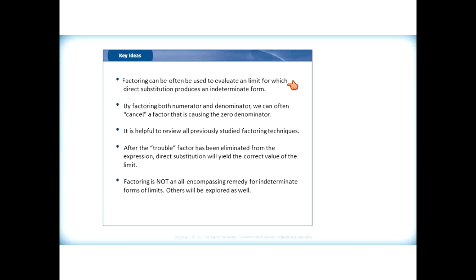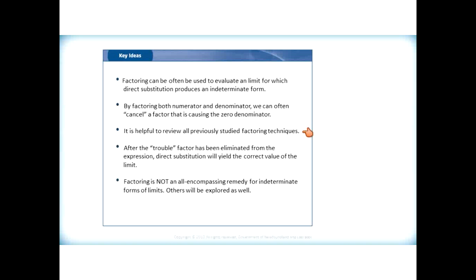Let's run through the key ideas in this section. It just says factoring can often be used as a method for us to evaluate a limit, when direct substitution produces an indeterminate form. Factoring both numerator and denominator, we cancel stuff that's causing the zero denominator, and that makes life a little bit easier. If you're having trouble with this topic, the one thing that you might want to do is go back and review some of your factoring techniques.